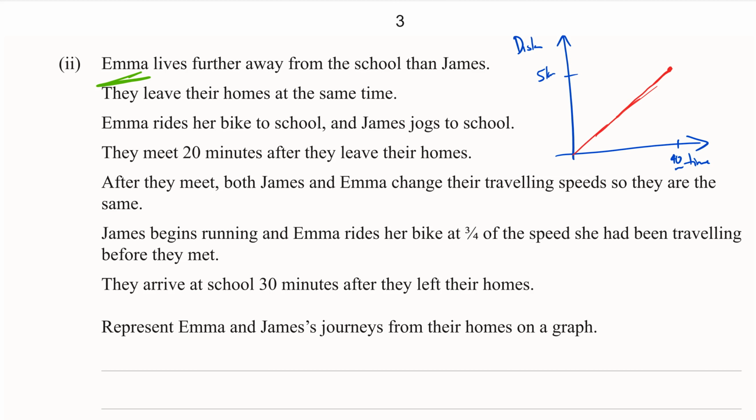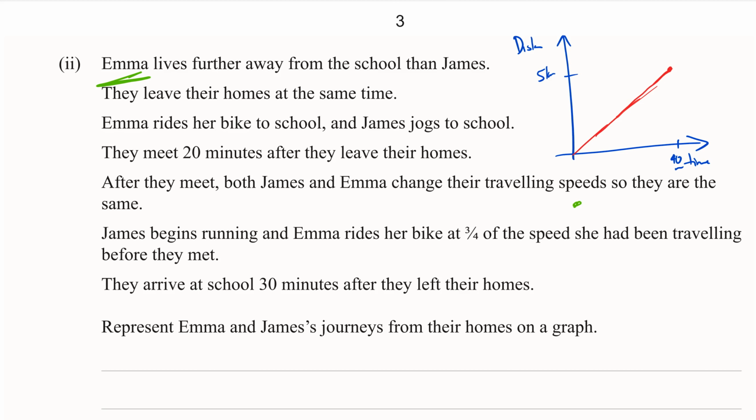They leave their homes at the same time. So if Emma is living away from James's house, she's probably starting somewhere down there. We don't know where it is, but somewhere down there. She rides a bike to school and James jogs to school. So James is still running, but they meet 20 minutes after they leave their homes.